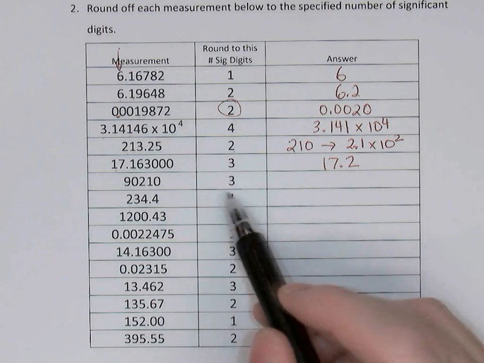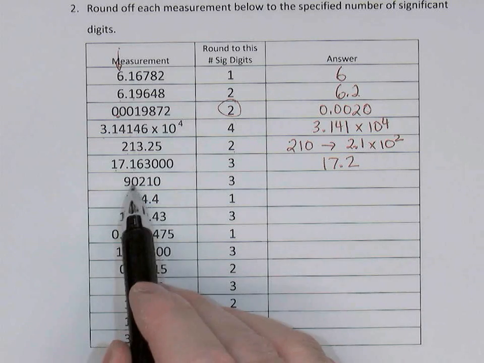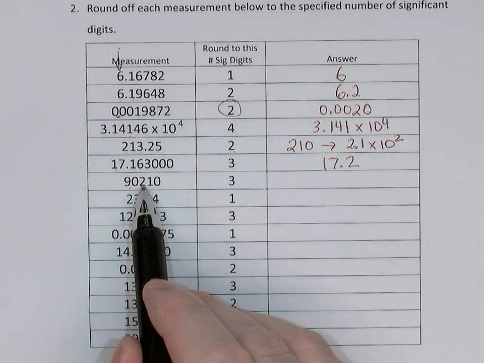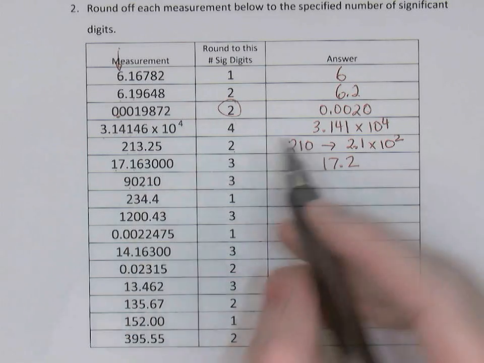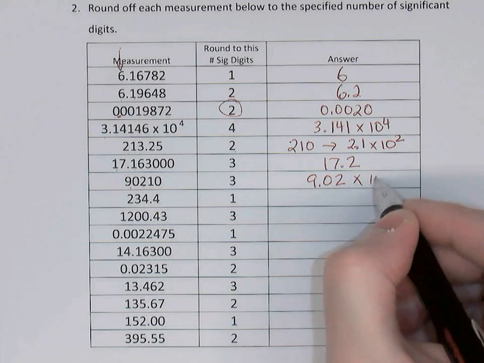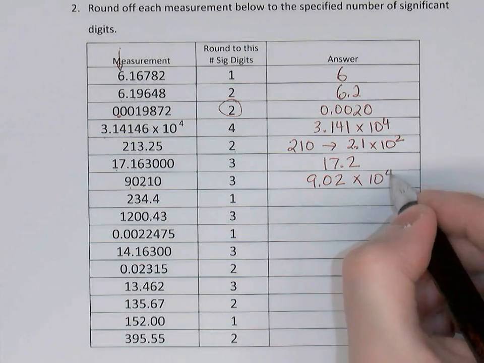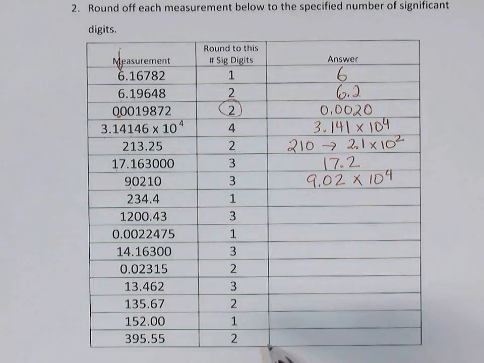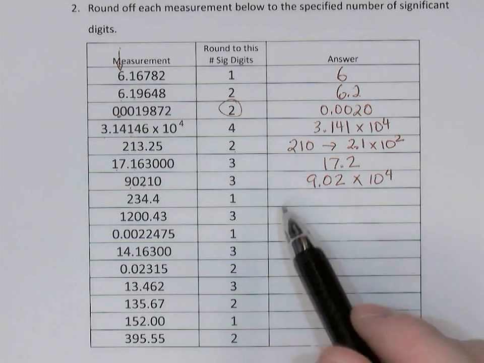90210 needs to have 3 significant digits. 902, so we're going to have to switch this again to scientific notation to be clear. We'll call it 9.02 times 10 to the power of 4. Now it's clear that it has just 3 significant digits.